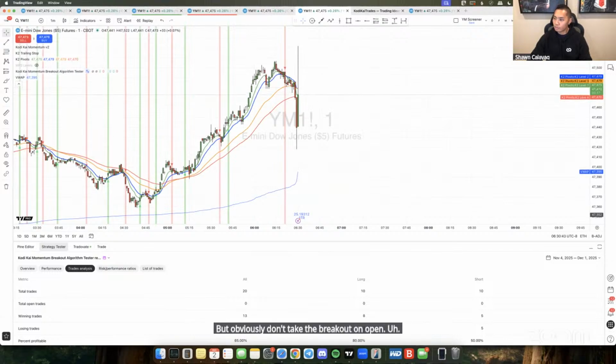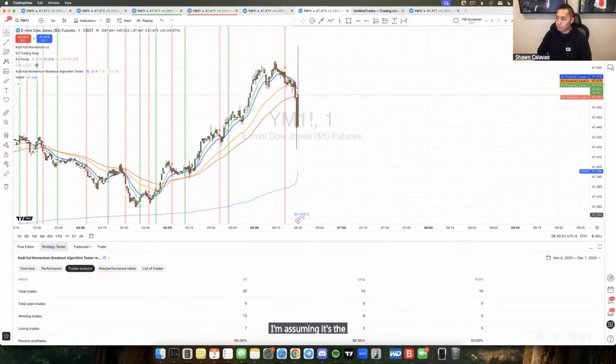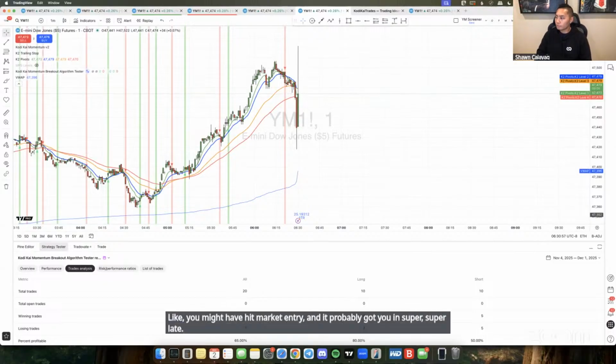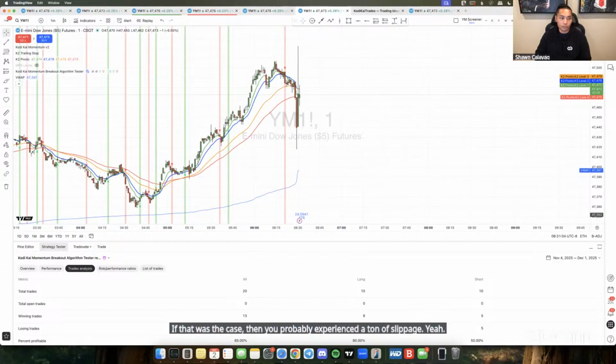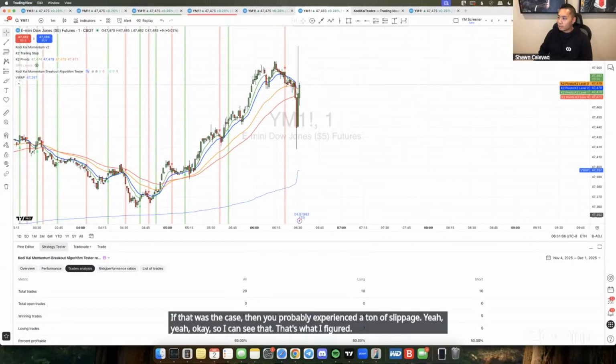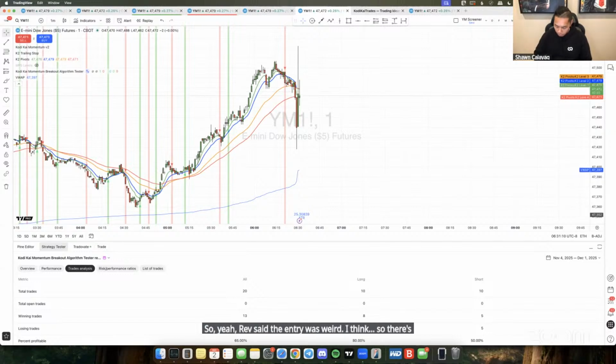Rev said Ninja is very laggy. Was it laggy with your entry, Rev, or was it just the platform's laggy? I'm assuming it's the entry, right? You might have got a delayed entry. Like you might have hit market entry and it probably got you in super late. If that was the case, then you probably experienced a ton of slippage. Yeah, okay, so I can see that. That's what I figured. So yeah, Rev said the entry is weird. I think so. There's a couple different factors of why that would happen.